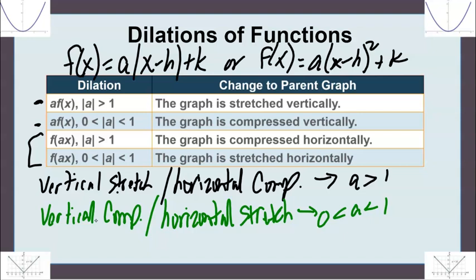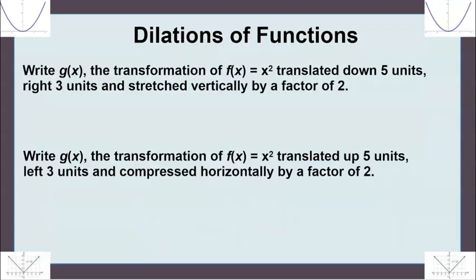being able to write the function based on the description that they give us. So the first example says write g of x, the transformation of f of x equaling x squared, and we're going to translate it down 5 units. It's going to go to the right 3, and this is stretched vertically by a factor of 2.